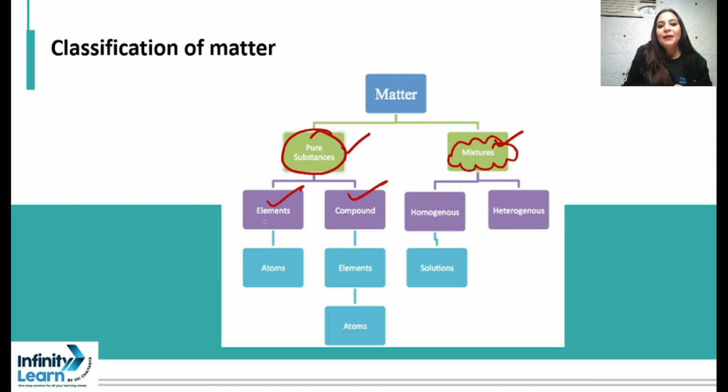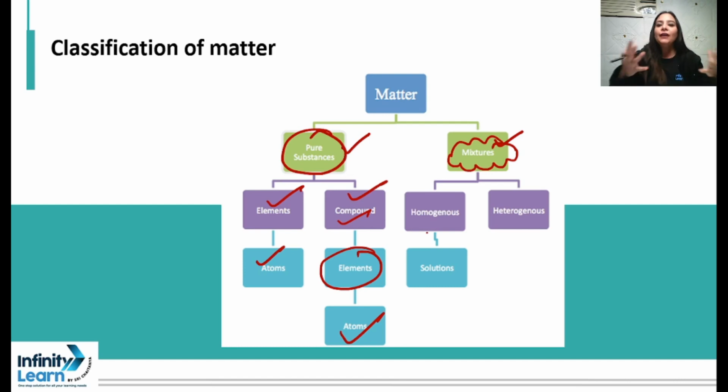And for elements, the smallest particle which forms the element is the atom, and the smallest particle of a compound is the element, and the element is ultimately formed of atoms only. And if we talk about mixtures, a mixture is formed when two or more substances are simply mixed, but they are not chemically combined. Means there's no bond formation, they are just mixed up. So that is a mixture.